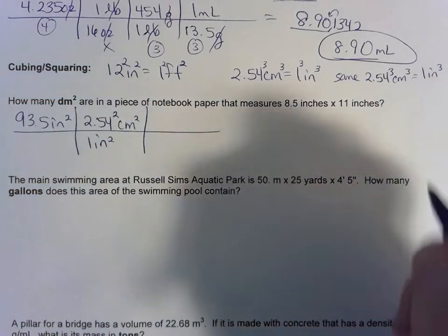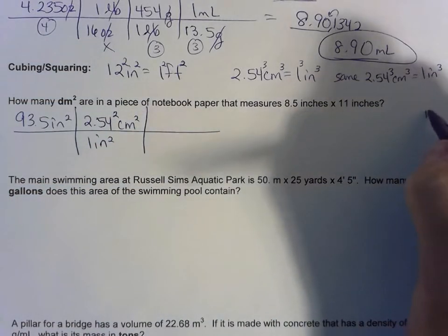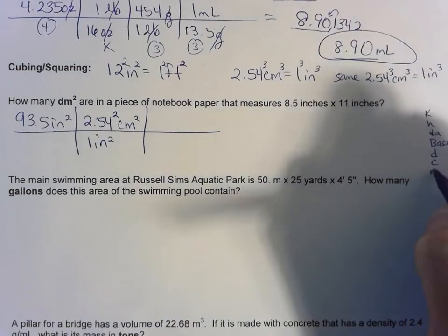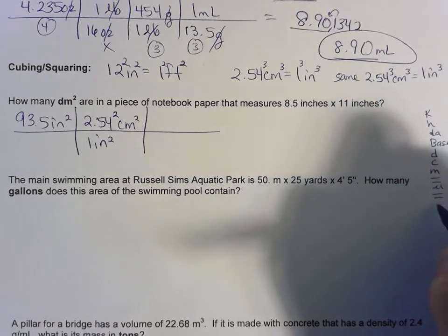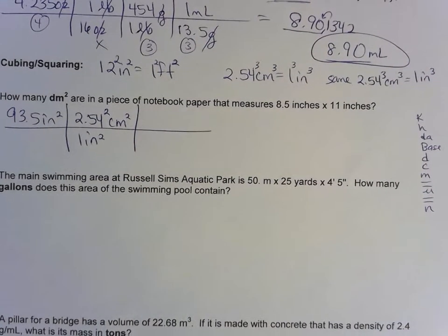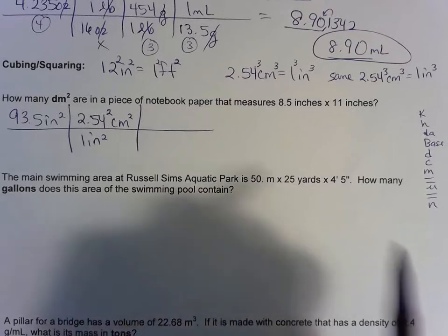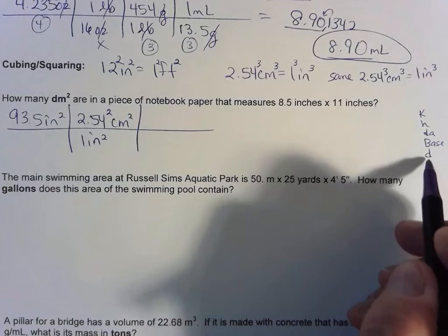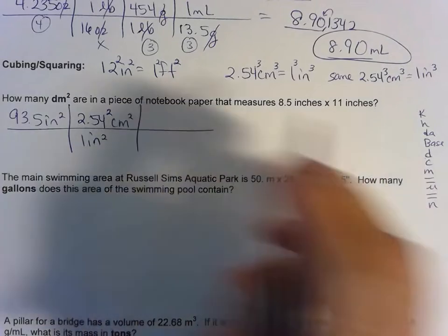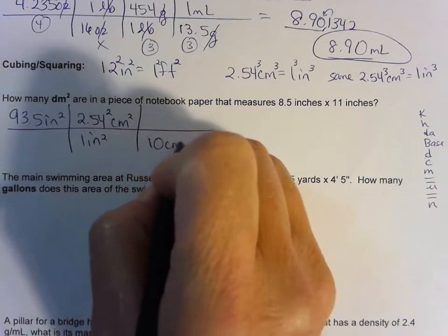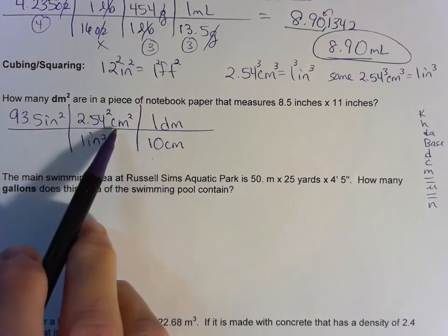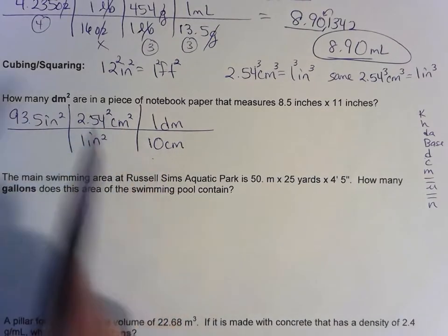Then I'm going to come over to the side of my paper and do my metric conversions. Kilo, hecto, deca, base, deci, centi, milli, space, micro, space, nano. And I'm going to look at the difference between centi and deci, and that is just a power of 10, so just 10. Who's smaller? Centi is smaller, so that means there are 10 centimeters in 1 decimeter. I put centimeter on bottom because I'm going to need centimeters squared to cancel out.